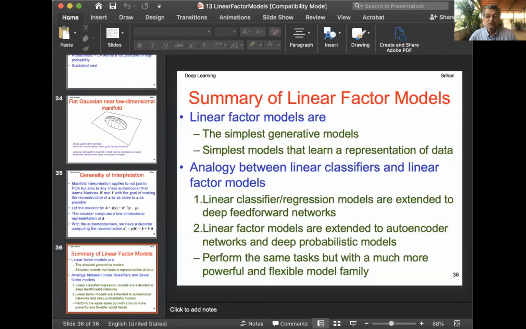Wednesday's lecture is going to be on autoencoders. I mentioned autoencoders a few times, so we look at them formally. That's a little bit bigger topic. I may need a little bit more than one lecture, but let's see how it goes on Wednesday.